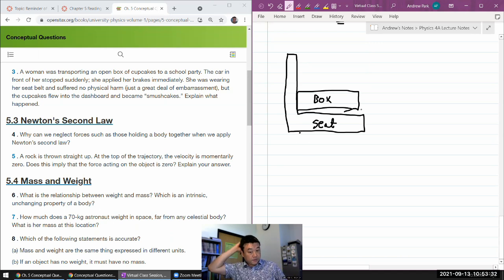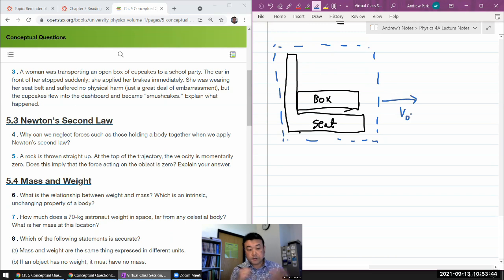I'm not quite drawing. So initially, this whole thing is moving with some velocity. And at some point, suddenly she has to stop. She applies the brake, and the car stops. So that means that there's some backward acceleration. I think, yeah. So that initial velocity comes to a final velocity of zero. Okay, I think I've drawn them enough.